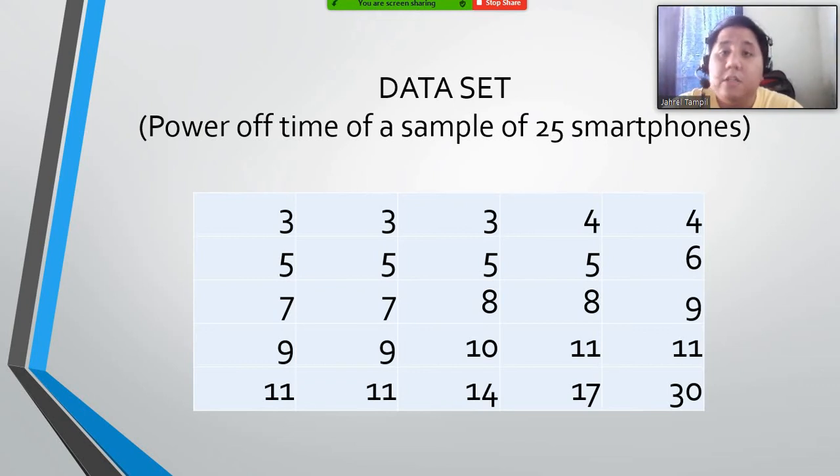So to better understand our different numerical measures, we're going to work off with a data set that will serve as our running example, meaning this will be the example that we're going to use to explain the different numerical measures. So given on the screen are the power-off times of a sample of 25 smartphones. This will be the data set that we'll be using for explaining the different numerical measures.